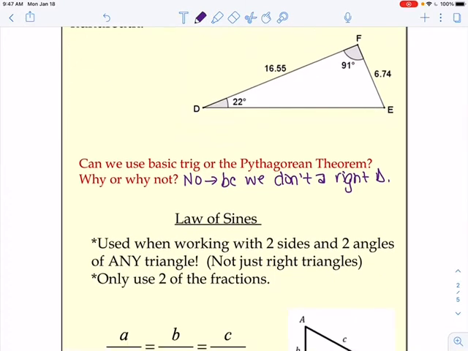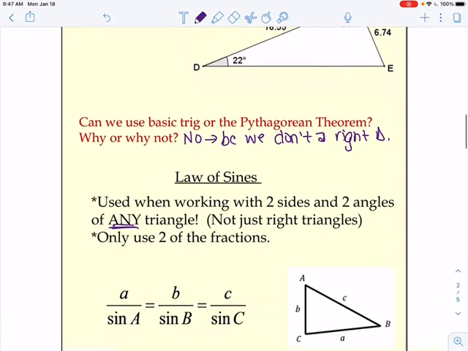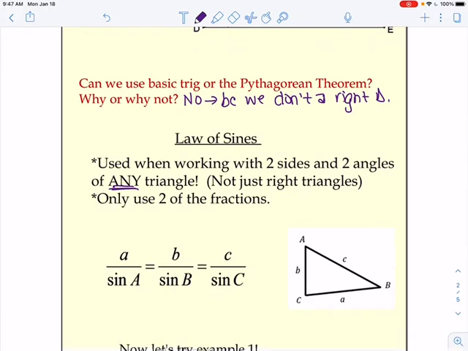So the law of sines is used when working with two sides and two angles of any triangle. So you need two sides and two angles. Okay, and again, it doesn't work with just right triangles. It's going to work with any triangle. So here's what it's going to say. The lowercase letters on top all represent sides, and on the bottom, you see we have the sine of each angle. So I have A over the sine of A equals B over the sine of B equals C over the sine of C.